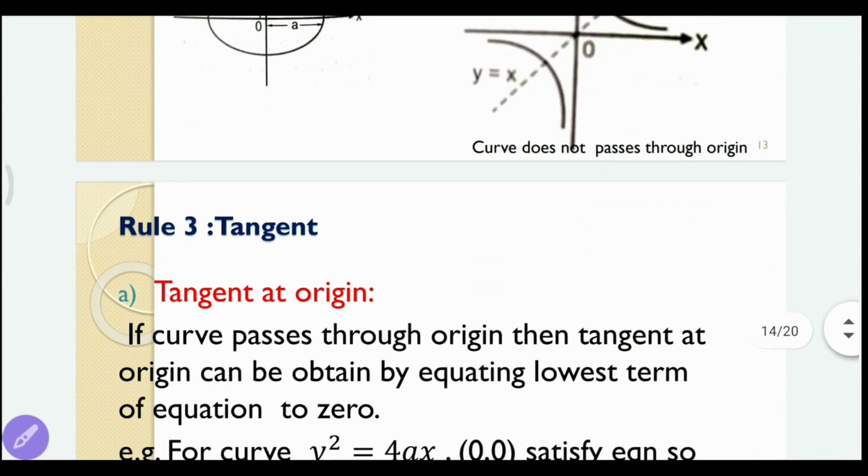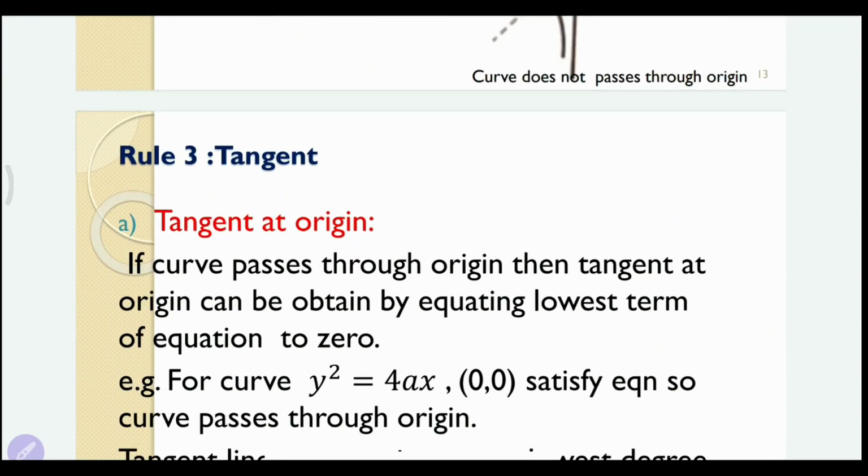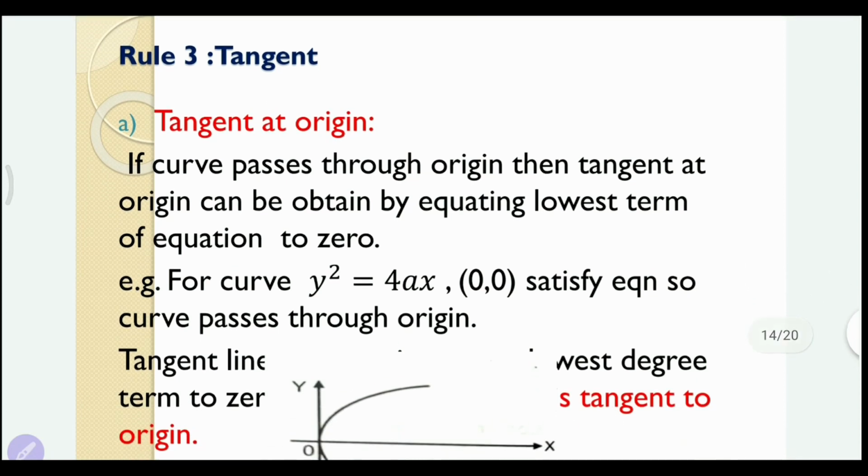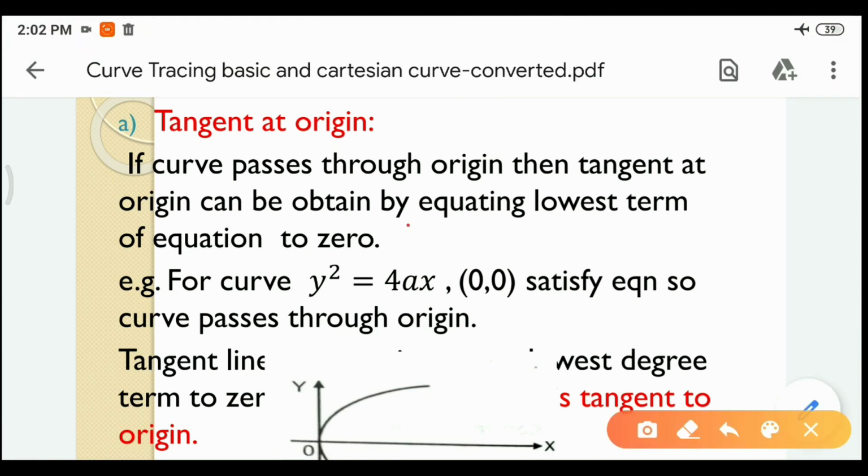Okay. Now the next thing is the tangent at the origin. As I told you, we check the origin as well as the tangent at the origin. If the curve passes through the origin, then the tangent at the origin can be obtained by equating, and this is the important thing, the lowest degree terms of the equation to 0.